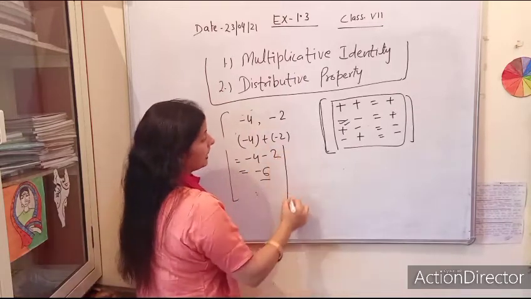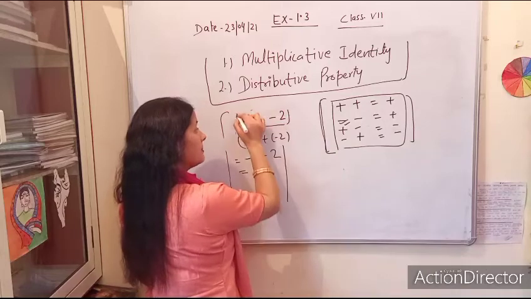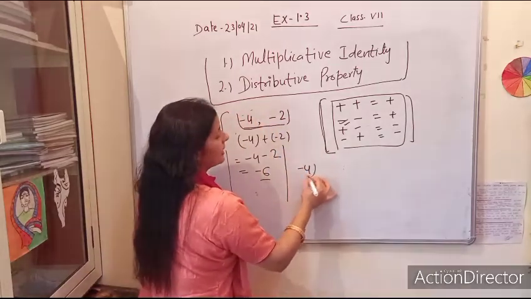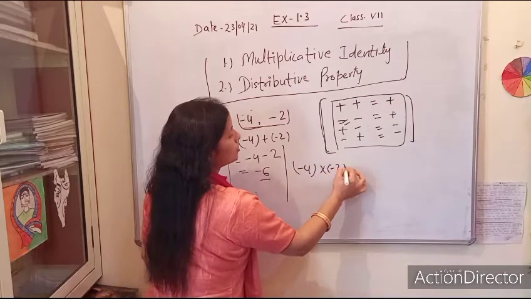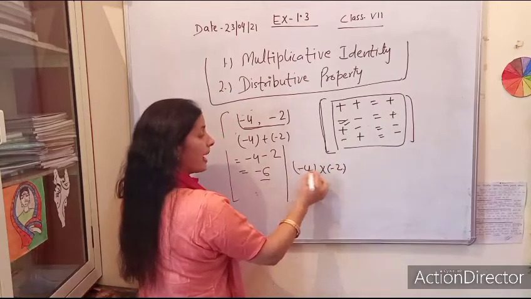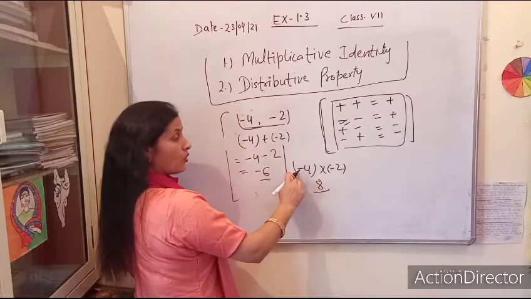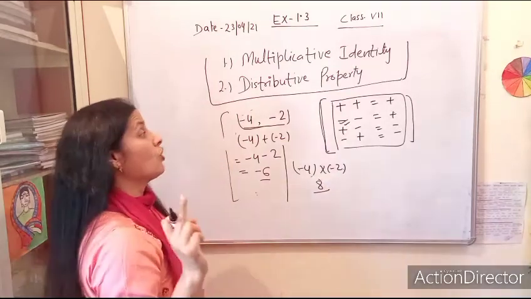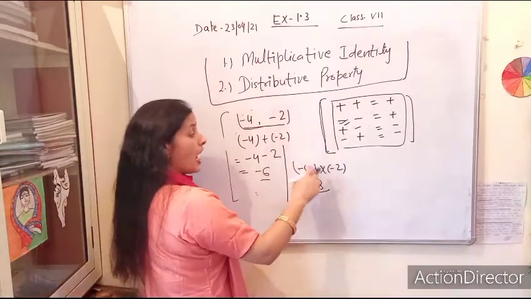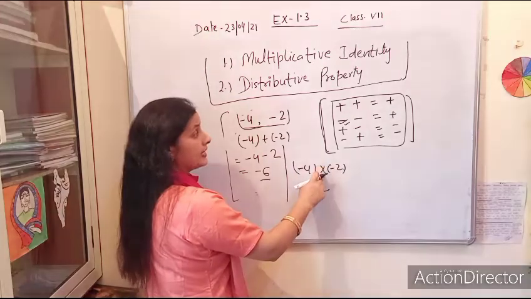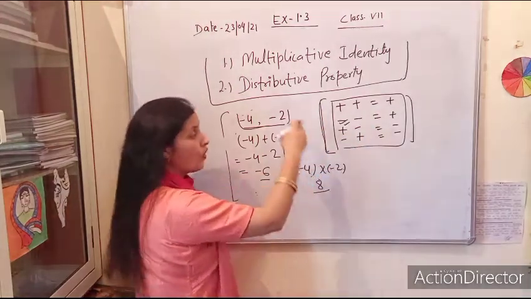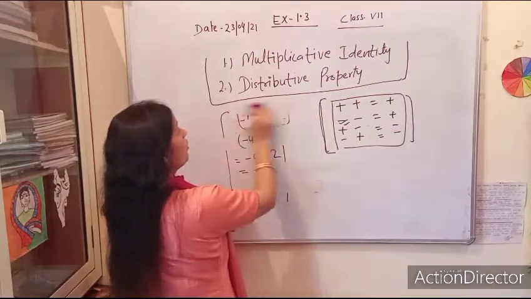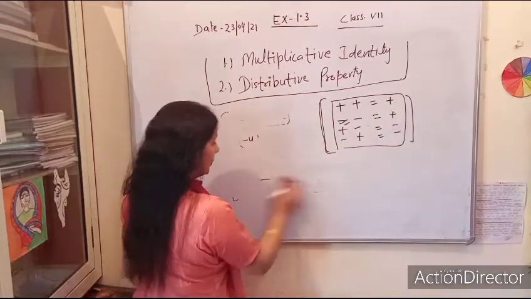Now what about multiplication? We have the same integers and we are going to multiply them. So I will write minus 4 into minus 2. 4 twos are 8. Minus minus will become plus. The product of two negative signs will always be plus. So you have to keep in mind how to perform multiplication of integers under these signs. Okay, I hope you understand. You can pause the video, and now I will explain two other properties related to integers.